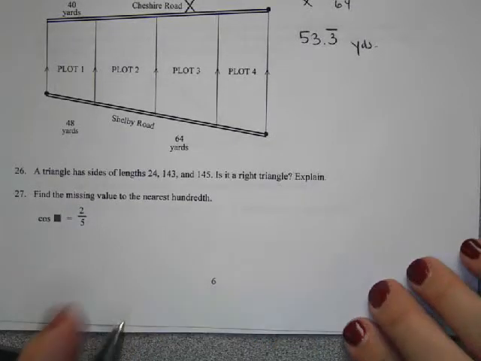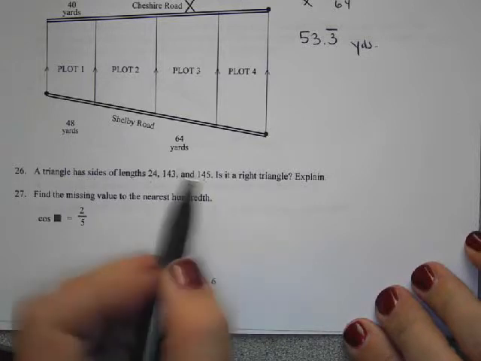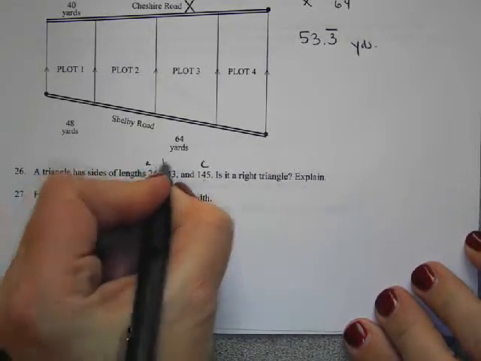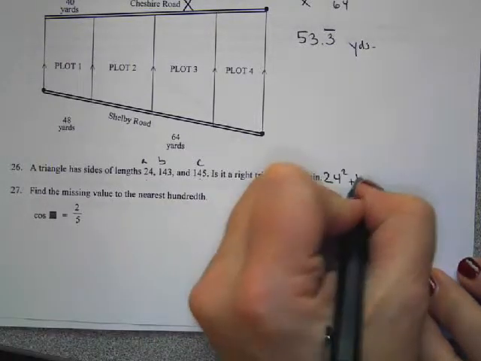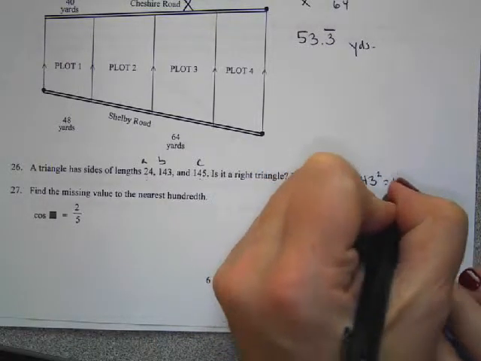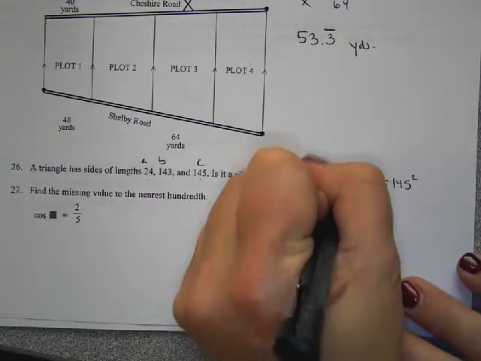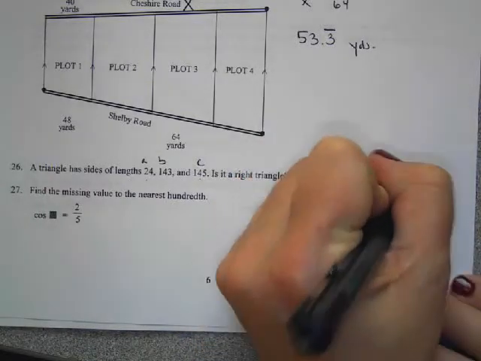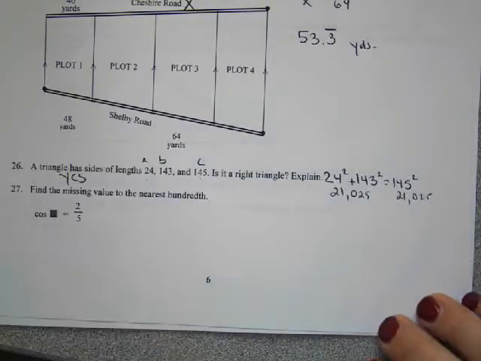Okay. If I want to decide if a triangle is a right triangle, I'm going to try the Pythagorean theorem. So the longest side would be my C, this would be my A and my B. So I want to know if 24 squared plus 143 squared equals 145 squared. Now my calculator, they both equal 21,025. So yes, this is a right triangle.